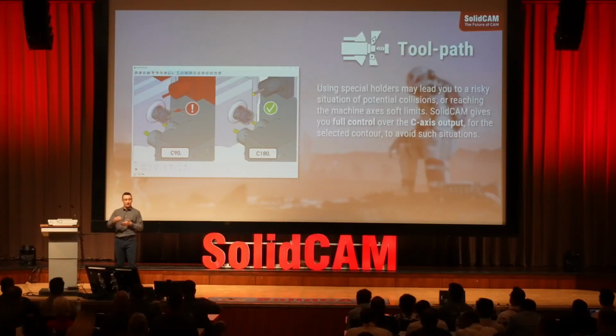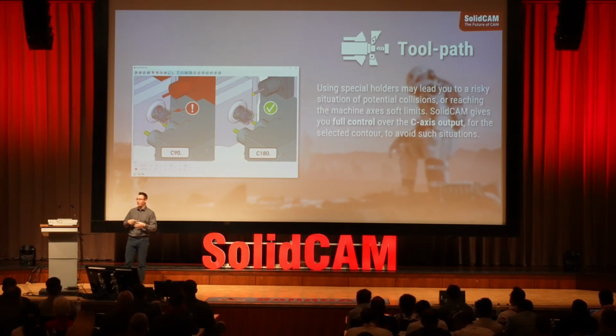Using special holders, sometimes you may easily break the limit or hit a holder, so you need a tool that can easily switch the index of the C-axis, and by this you can prevent the mistake on the machine. Again, you can see that we are showing everything in machine preview.